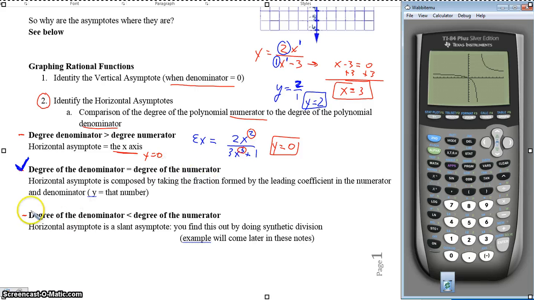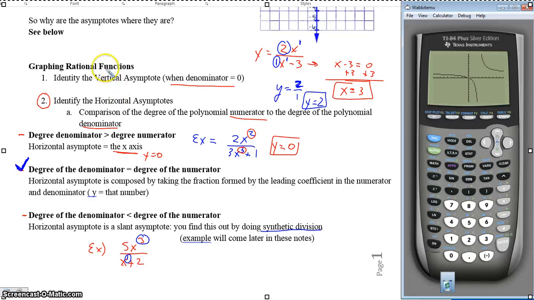Okay? And then finally the third one is when the degree of the denominator is less than the numerator. An example of this would be maybe 5x to the third over x plus 2, because you'll notice the degree here is 3, the degree here is 1, so the numerator is greater than the denominator. It says the horizontal asymptote is a slant asymptote, and we'd end up having to do synthetic division to come up with that. There will be an example of this in the notes, so I will get to that when we are trying to find the actual asymptote that way. You'll see it done a little bit later in the notes.